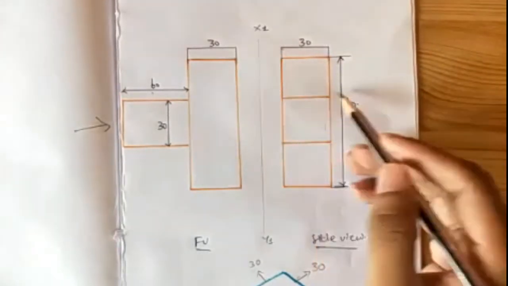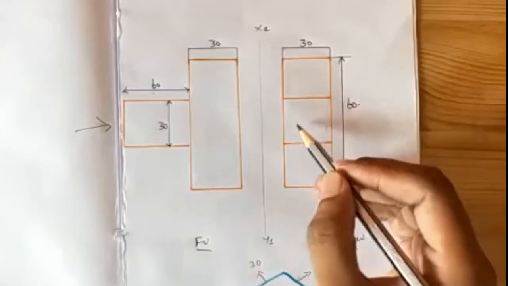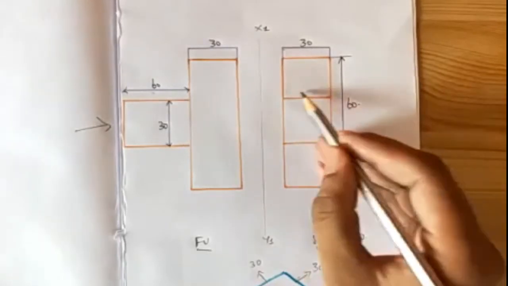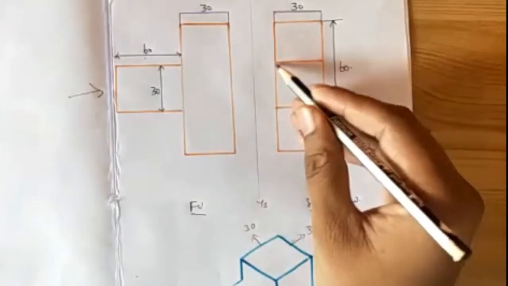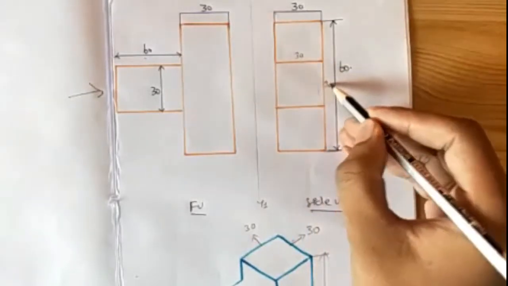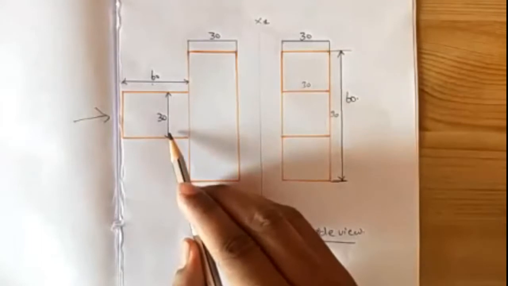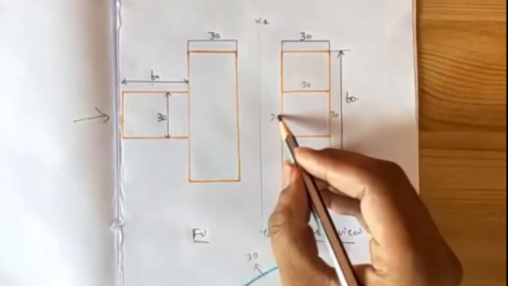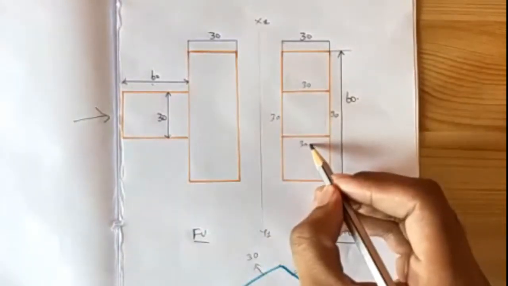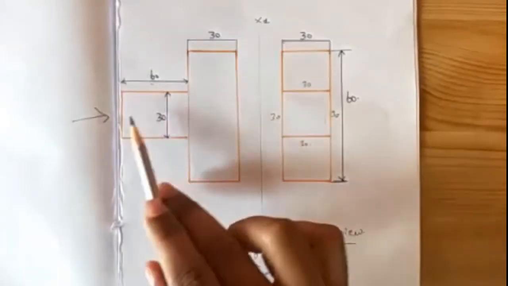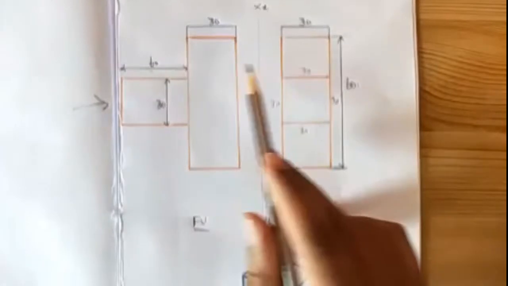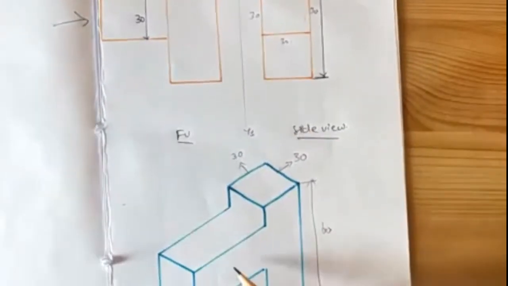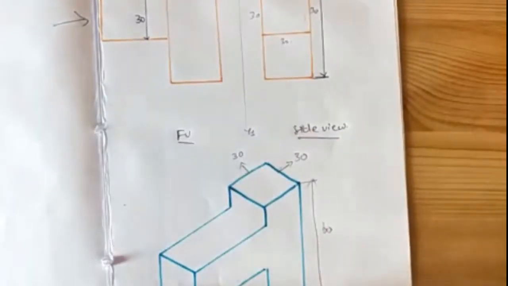So that means this is a square. It resembles a square. The total length of this is 30, 30, 30, 30. So this 30 you can see from here. Again this will be 30 and this will be 30. And finally, what is the length of the projection of this slab or prism? It is totally 60.